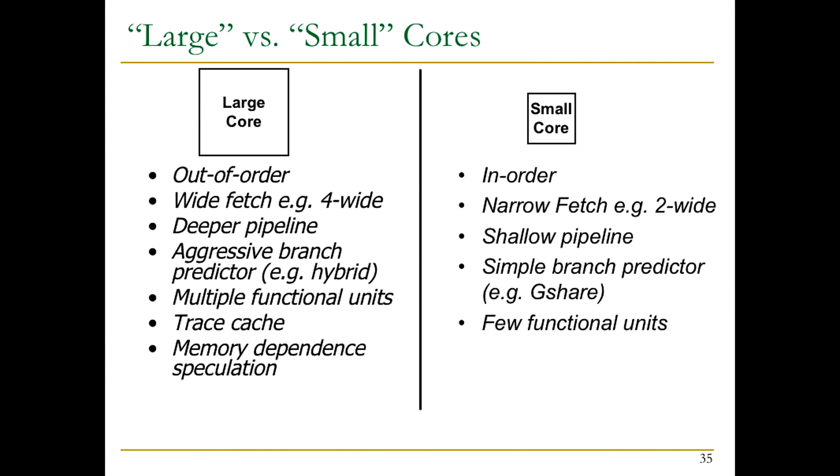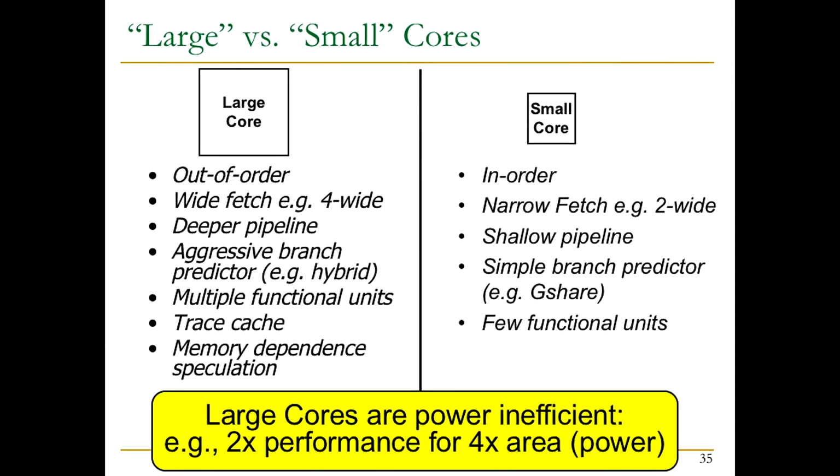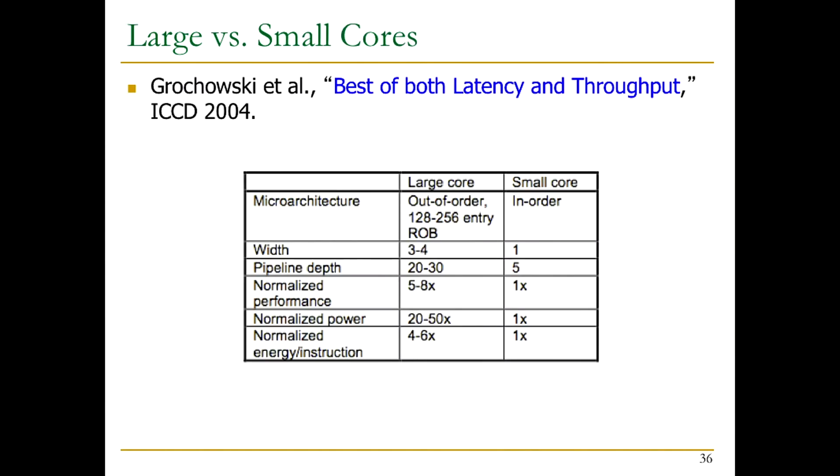And we're also talking about general purpose right now, right? You could actually have accelerators that are specialized for different portions. But I'm going to limit ourselves to the general purpose cores for now. And large cores are actually power inefficient. For example, you get 2x the performance for 4x the area. That's one rule of thumb.